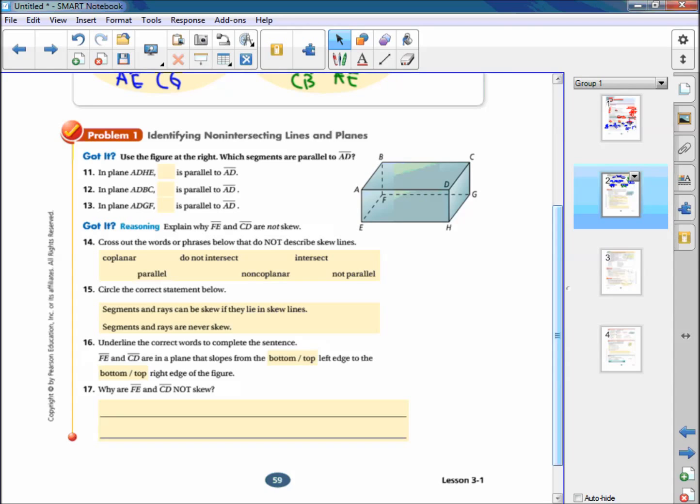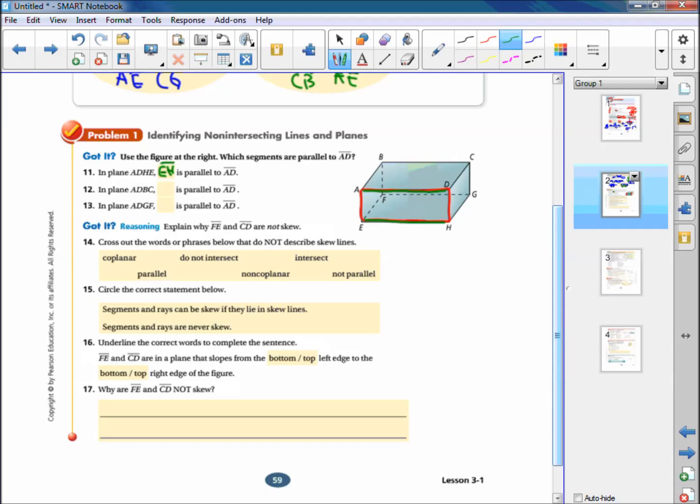So in plane ADHE, that's the front of the box. Okay, so this is once again considered to be a rectangular prism. So there's going to be parallel and skew lines in it, even though they didn't mark them that way. So some segment in plane ADHE is parallel to AD. So here's AD. And the segment that's going to be parallel isn't going to be AE or DH. It's got to be in the same plane though. So EH is going to be parallel.